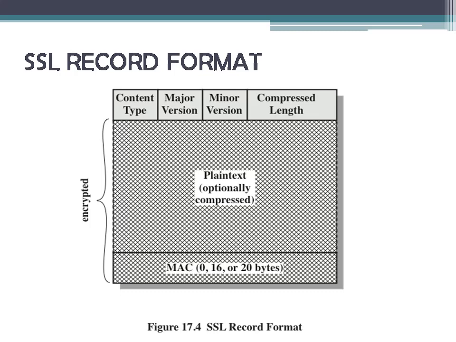Then we have the minor version, which is again 8 bits, and this field indicates the minor version in use. For example, if you are using SSL v3, the value here is 0. So the minor value is 0 and the major value for SSL v3 is 3. Lastly, we have the compressed length, which is 16 bits. This field specifies the length of the plain text fragment, or the compressed fragment if compression is used.